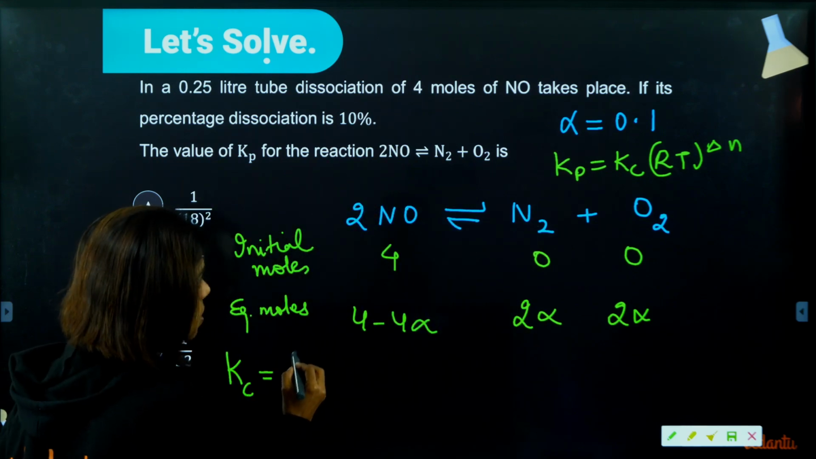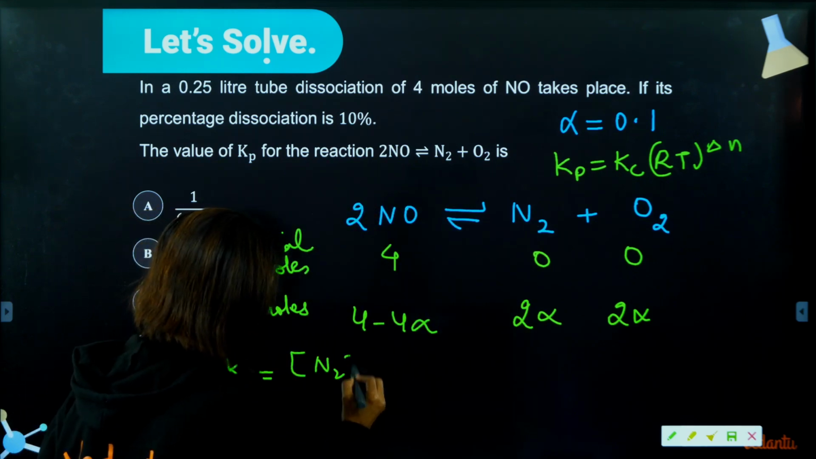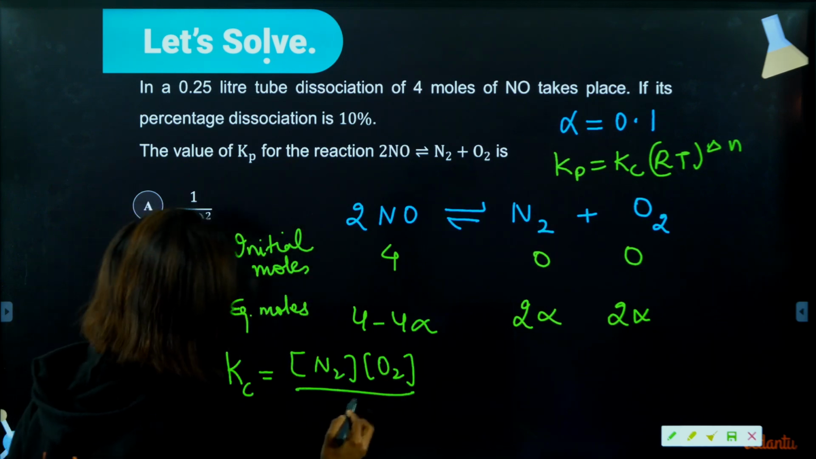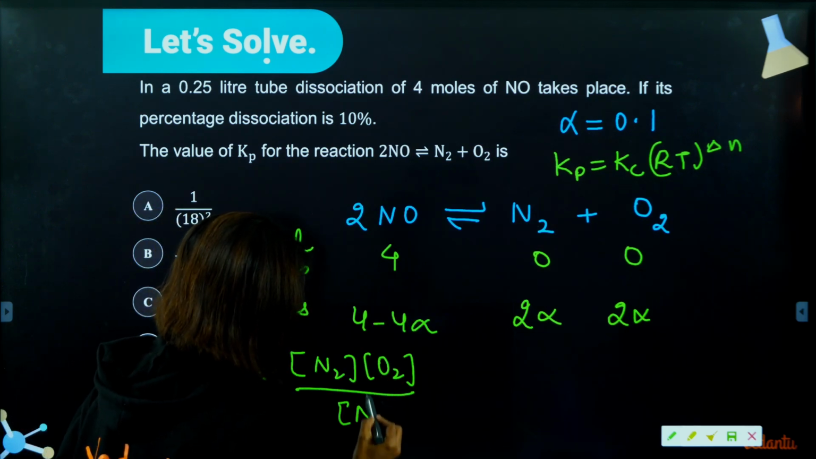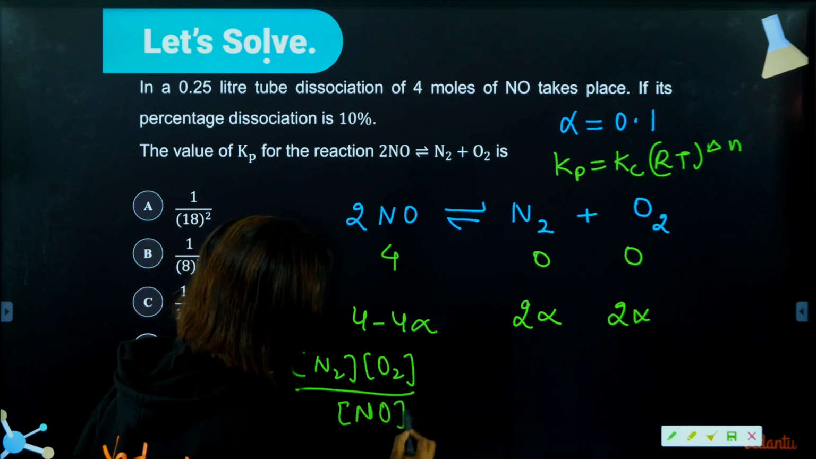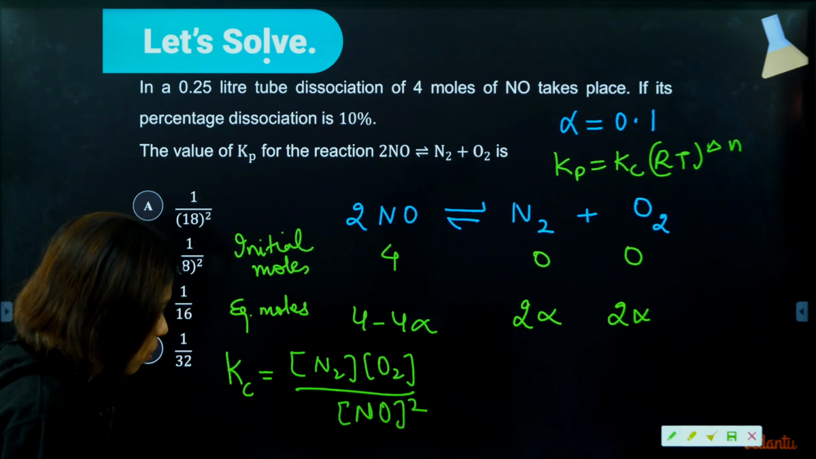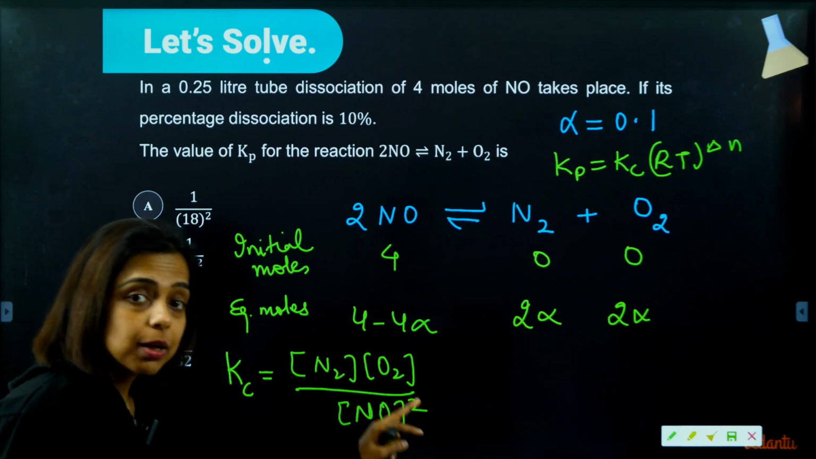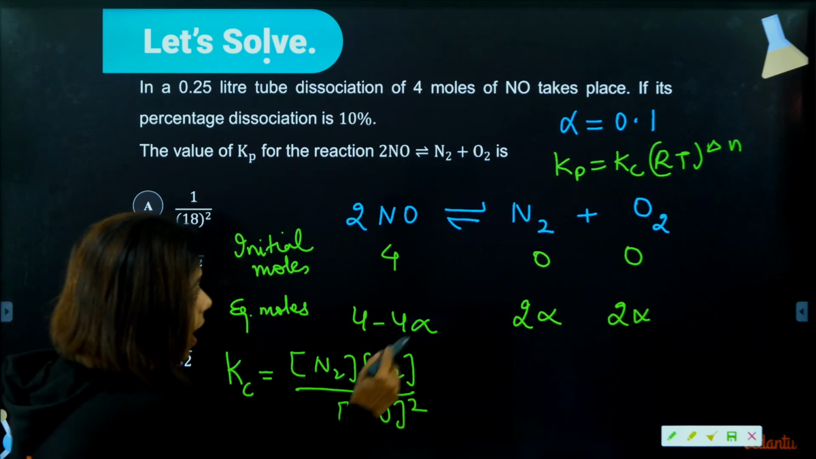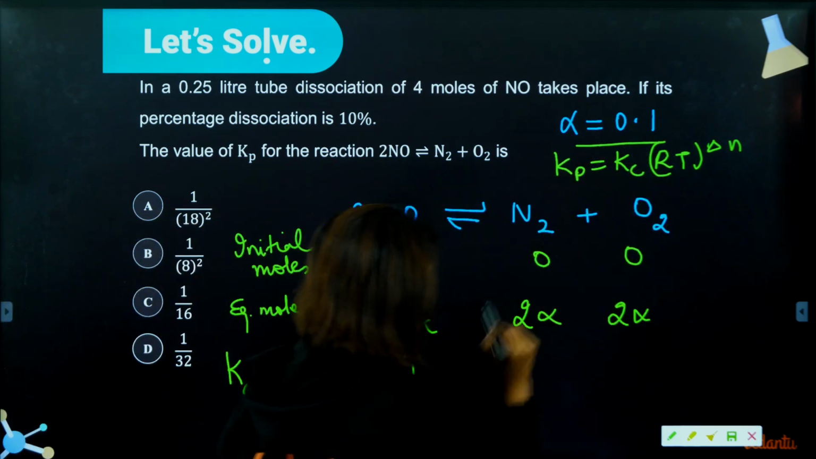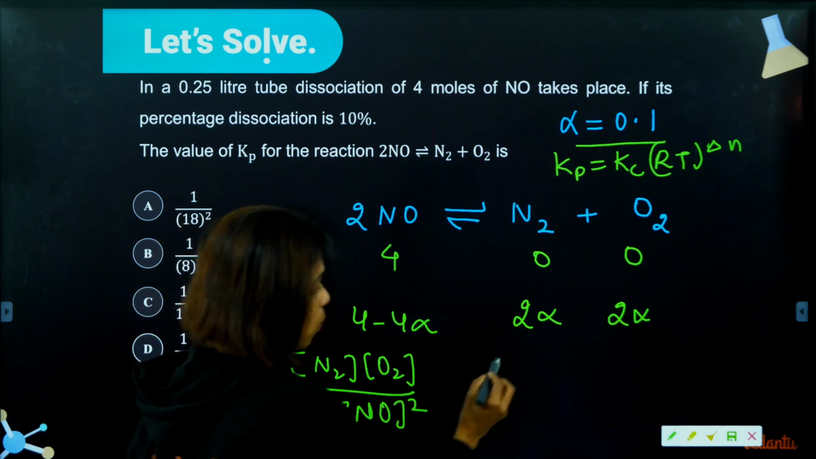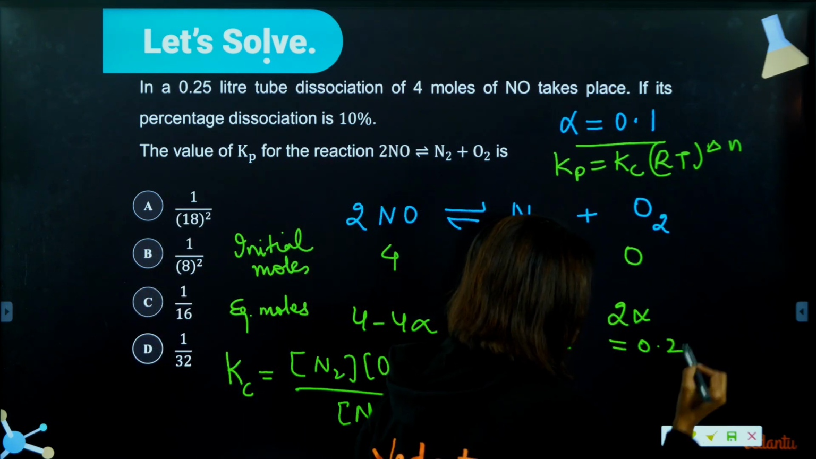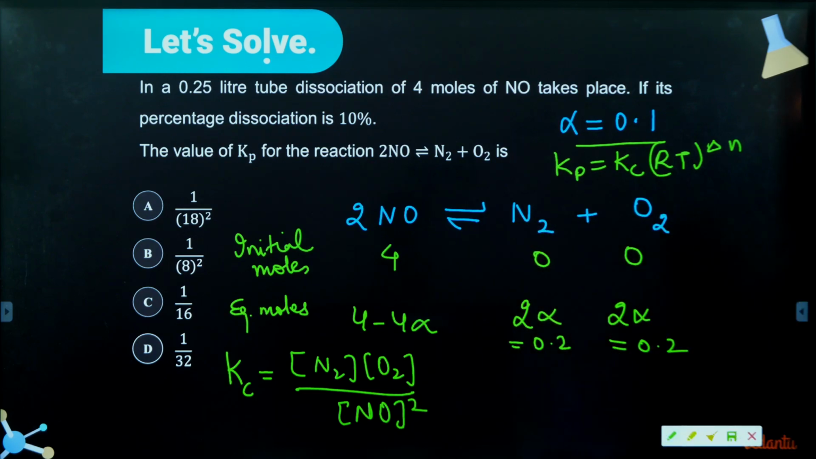Kc is the concentration of N2 into the concentration of O2 at equilibrium divided by the concentration of NO at equilibrium raised to power 2. Now the concentration, how do we calculate concentration, guys? Moles divided by volume, right? Now alpha is already given to us, that is 0.1. So this is 0.2 moles of N2, 0.2 moles of O2 at equilibrium.